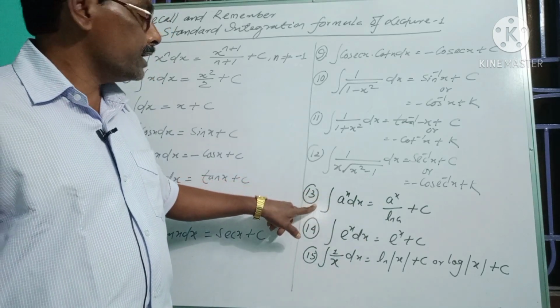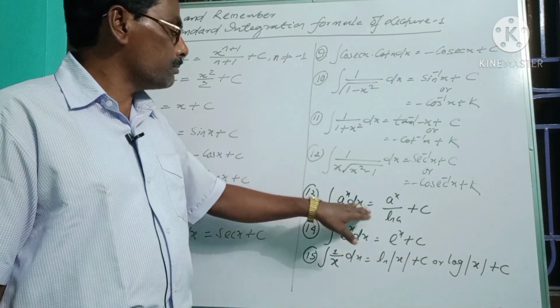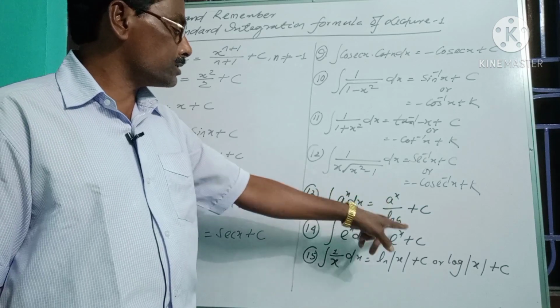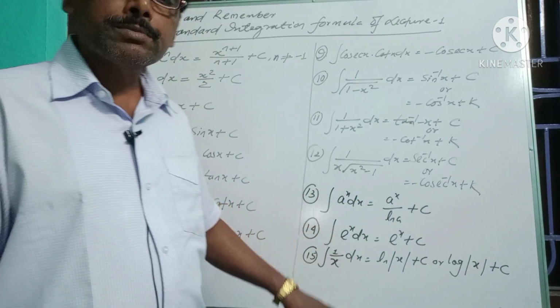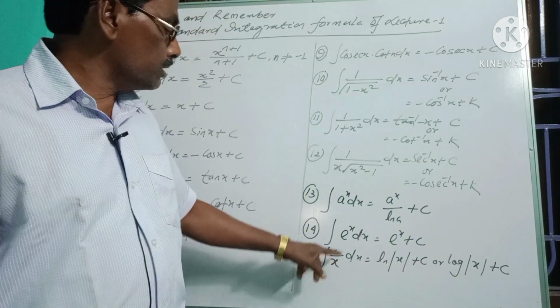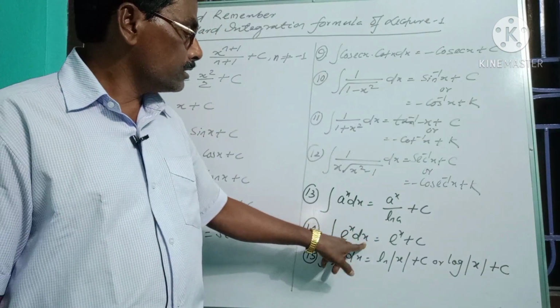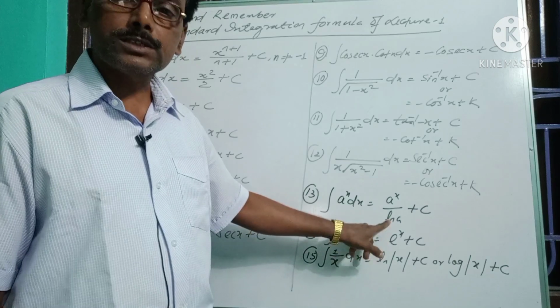So integration of a to the power x with respect to x, we have to remember that it is a to the power x by ln a plus c. Then in the 14th formula we derived integration of another exponential function, e to the power x with respect to x, which is equal to the same, that is e to the power x plus c.